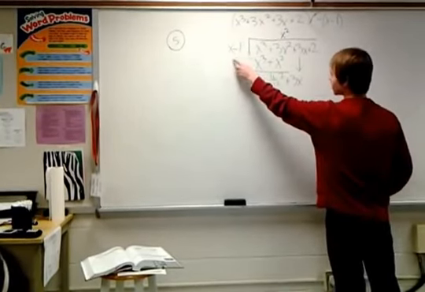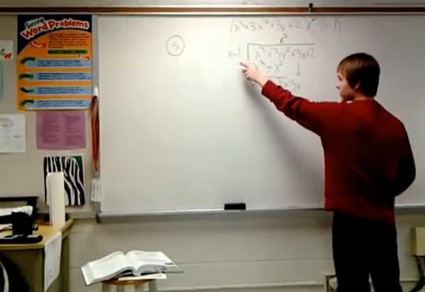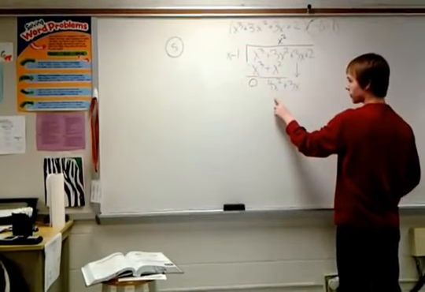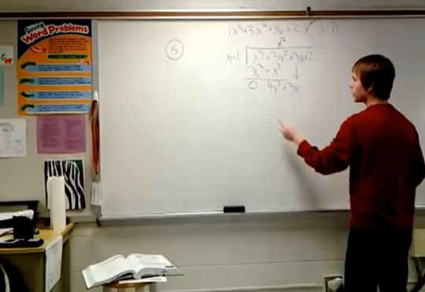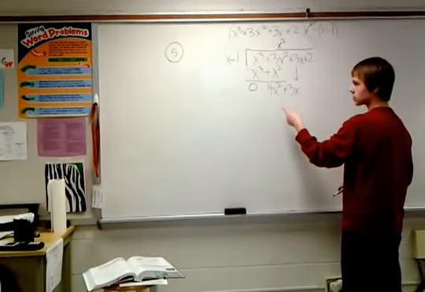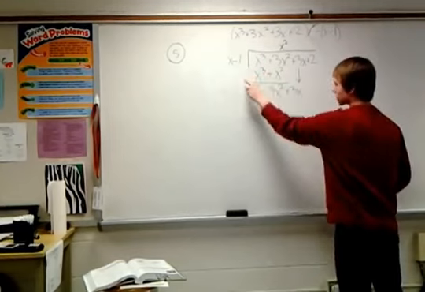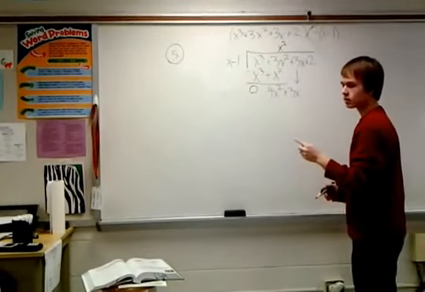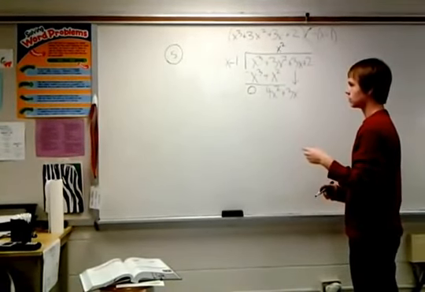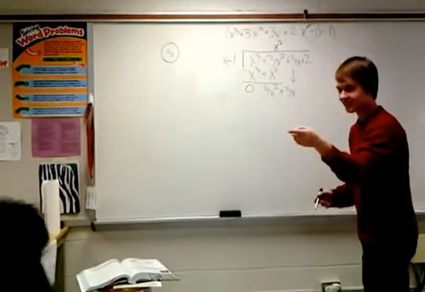And now we're just doing the same thing that we did up here. How many times does x go into x to the third? Like we did over here. Now we're asking how many times does x go into 4x squared, our first term. So what times x equals 4x squared? 4x.